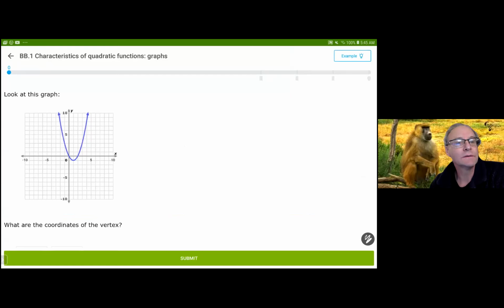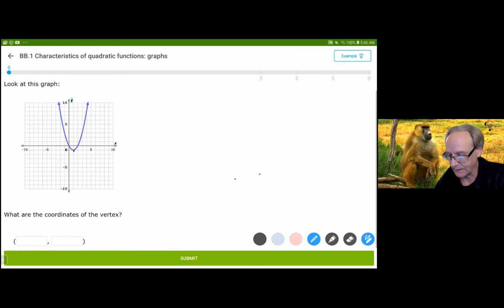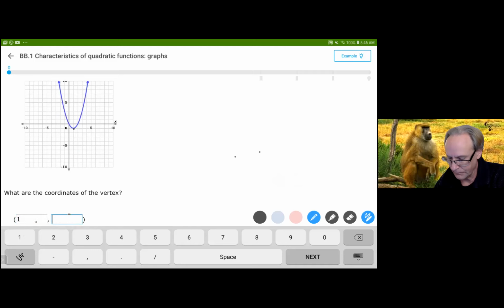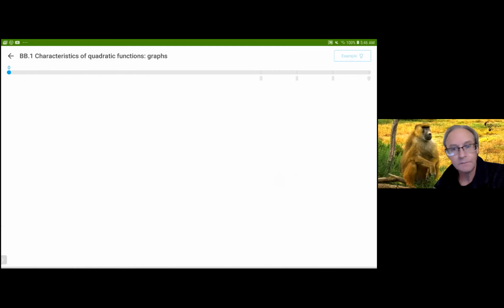What are the coordinates of the vertex? Well, actually, they want to know where is the vertex of this parabola, and it's at 1, -1. The vertex is the minimum point, sometimes it's called. I like to think it's the point at which the graph zeroes out, and you'll see how I talk about that later. Anyway, it's at 1, -1. That's it.